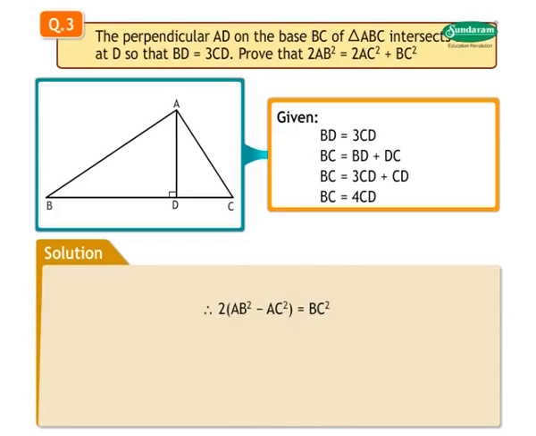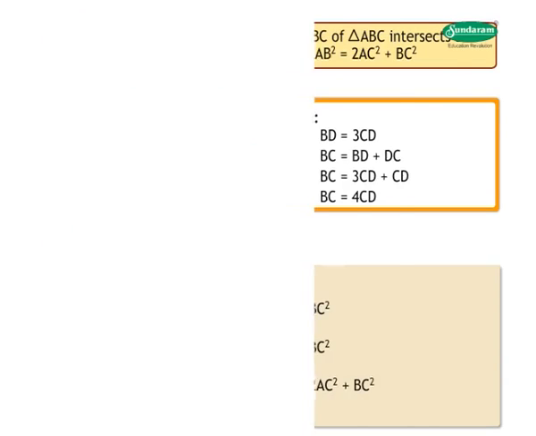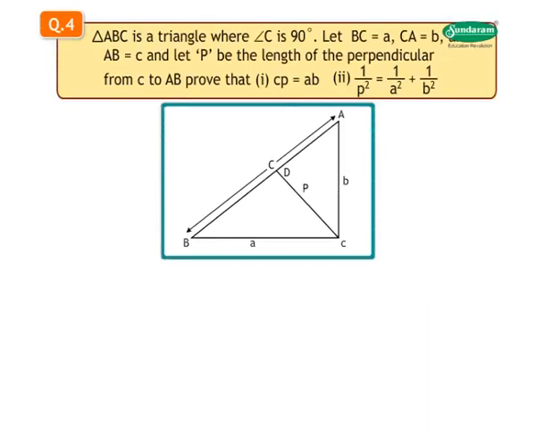Therefore, 2 into AB square minus AC square is equal to BC square. Therefore, 2AB square minus 2AC square is equal to BC square. Therefore, 2AB square is equal to 2AC square plus BC square. Question 4. Triangle ABC is a triangle where angle C is equal to 90 degrees. Let BC is equal to small a, CA is equal to small b, and AB is equal to small c, and let P be the length of the perpendicular from C to AB.